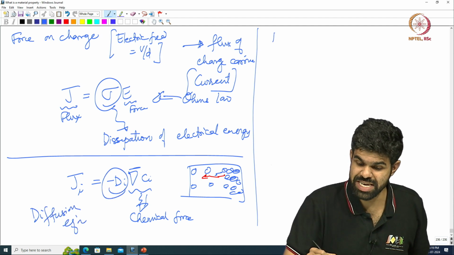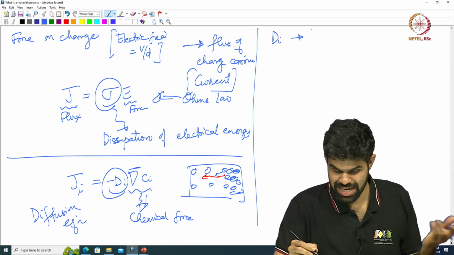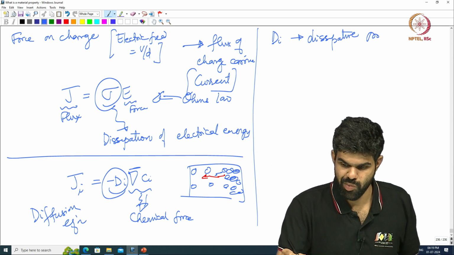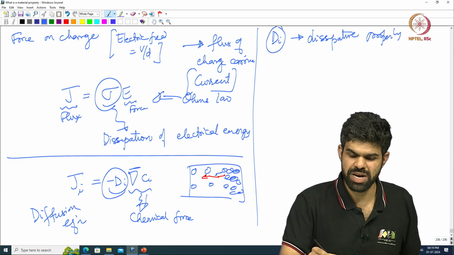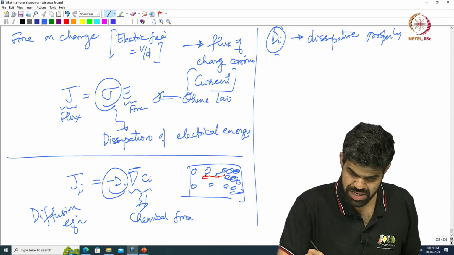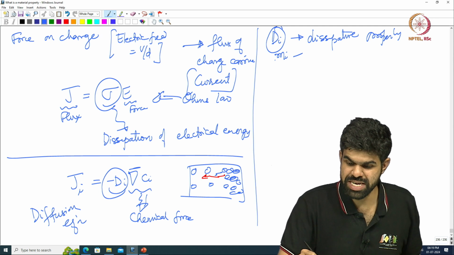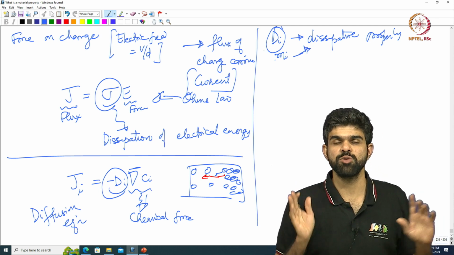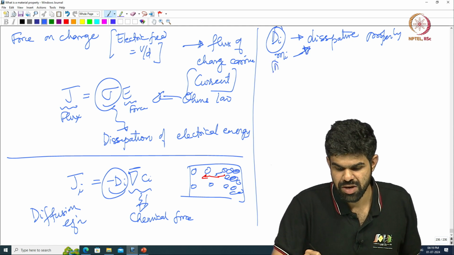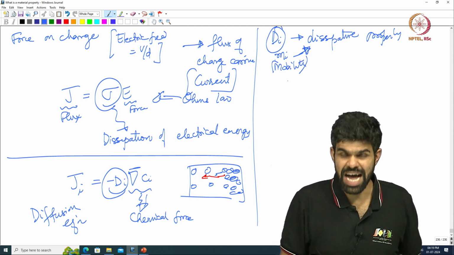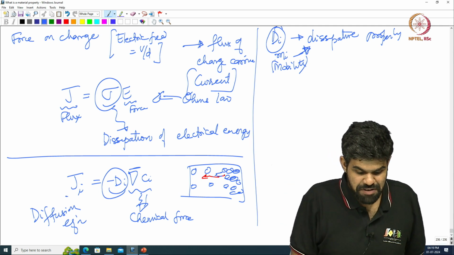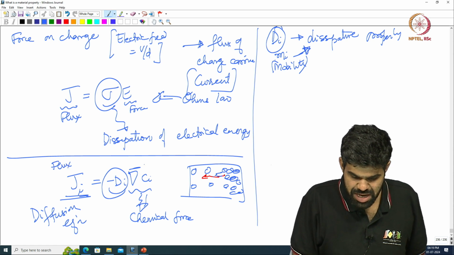My diffusivity Di is again a dissipative property, or more appropriately, rather than diffusivity, I call it the mobility. I am just going to represent it as Mi. Mobility is a dissipative property, and diffusivity and mobility are related. We are going to go into details of that later. Atoms have some mobility, which means they are able to move around and create a flux of atoms. This is the flux, this is the chemical force.